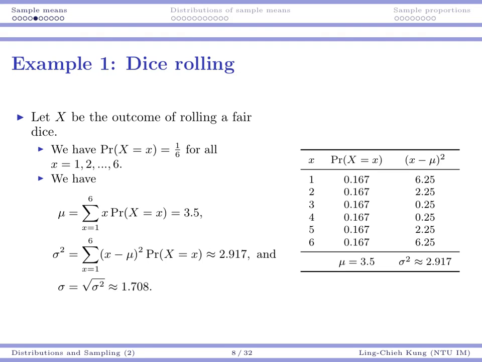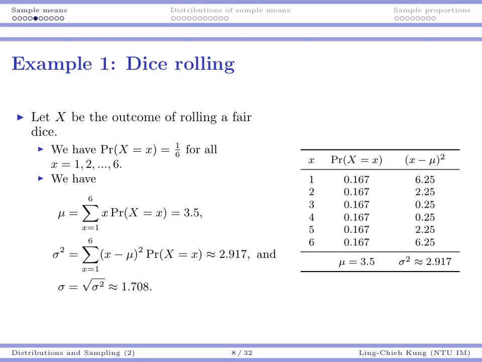Okay, let's continue. So let's again use the very basic dice rolling to be our first example. Suppose X is the outcome of rolling a fair dice. In that case, you know what's the population. This is the population. Why do we say it's a population?